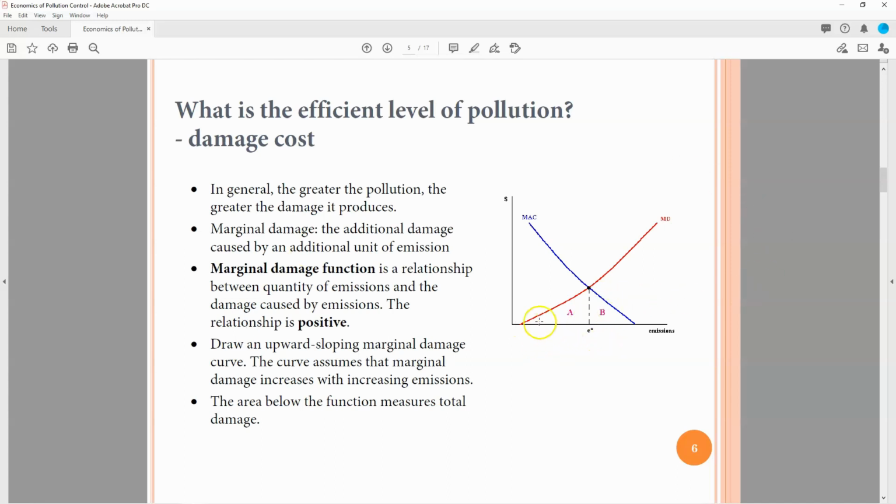We see that the relationship between the emission and the damage caused by one more unit of emission is positive. For example, the red line represents the marginal damage curve. As we can see from this graph, when the emission increases, the marginal damage also increases. So this line tells us that there is a positive relationship between the marginal damage and the quantity of emissions. And the area below the marginal damage curve but above the x-axis, we define here as A. The area A is the total damage costs caused by pollution.